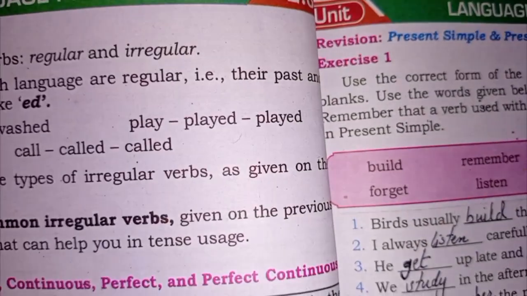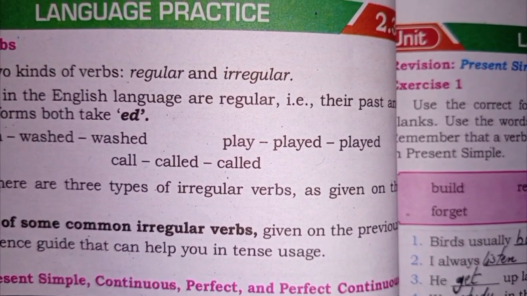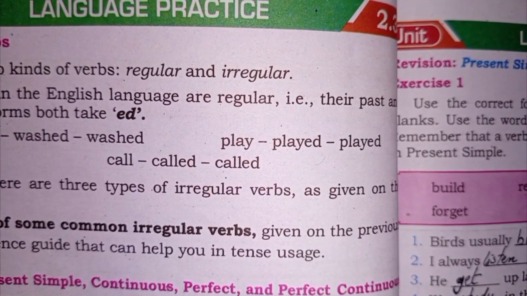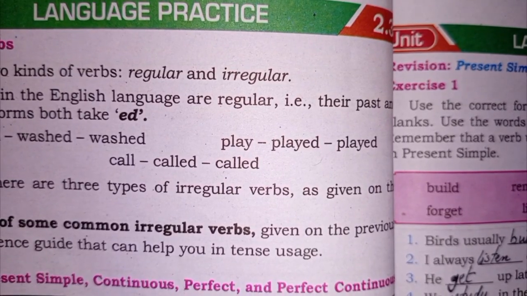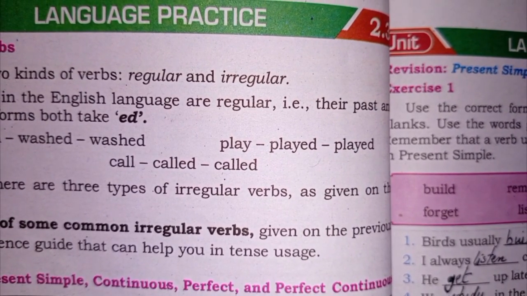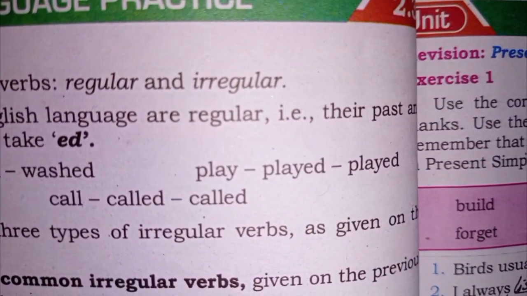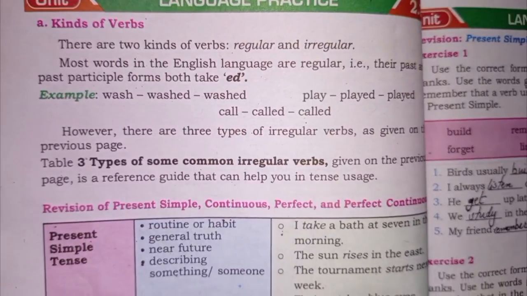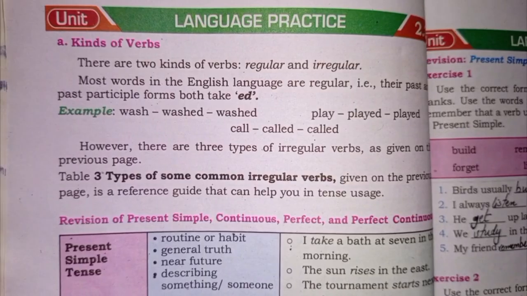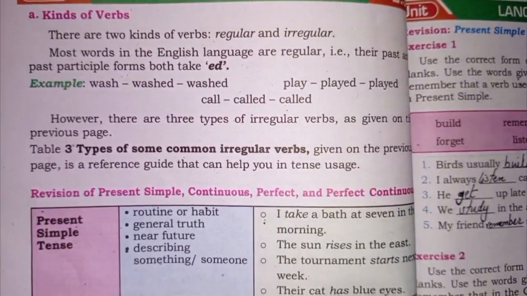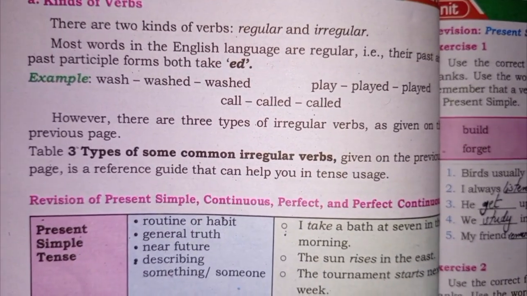Other examples are play, played, played. These are regular verbs, as they have been made by adding ed at the end of the first form. So the regular verbs are always formed by adding ed as the past and the past participle form of the verbs. Now the second is irregular verbs.